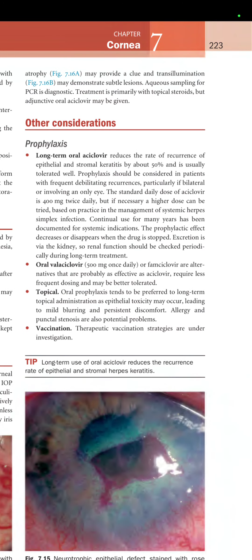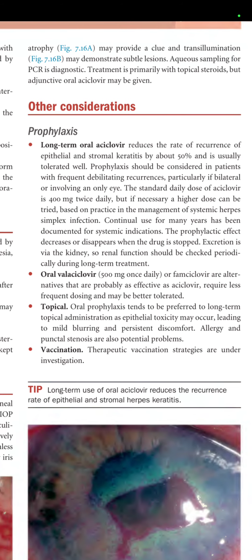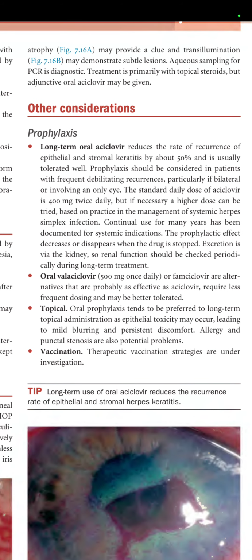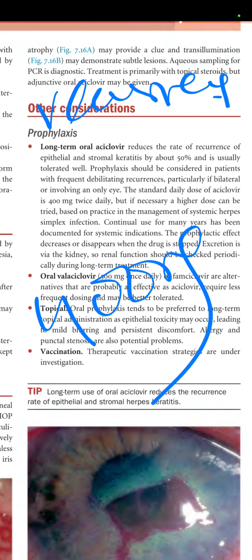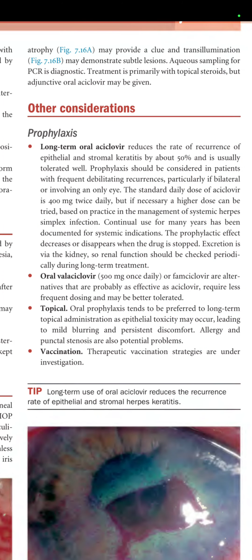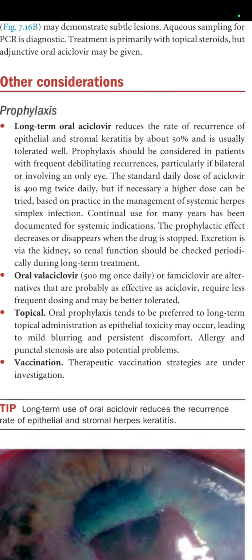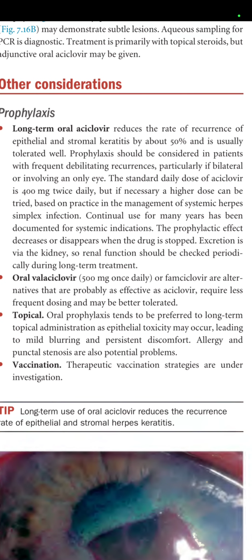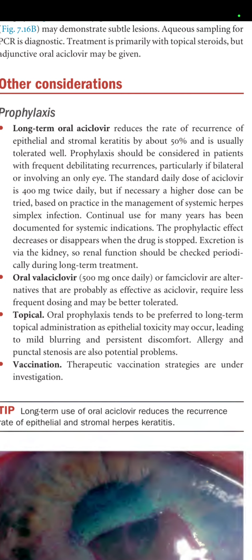Other considerations. Prophylaxis. When we give prophylaxis, long-term oral acyclovir reduces the rate of recurrence of epithelial and stromal keratitis by about 50% and is usually tolerated well. Basically, in case of recurrent disease, we give prophylaxis, and prophylaxis is usually 400 mg BD acyclovir. Prophylaxis should be considered in patients with frequently debilitating recurrences, particularly if bilateral or involving only one eye.